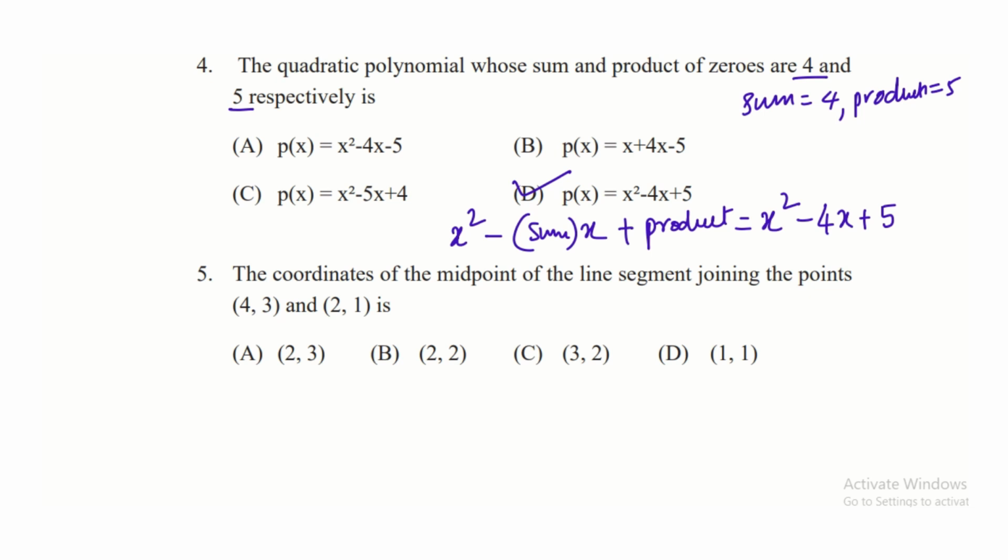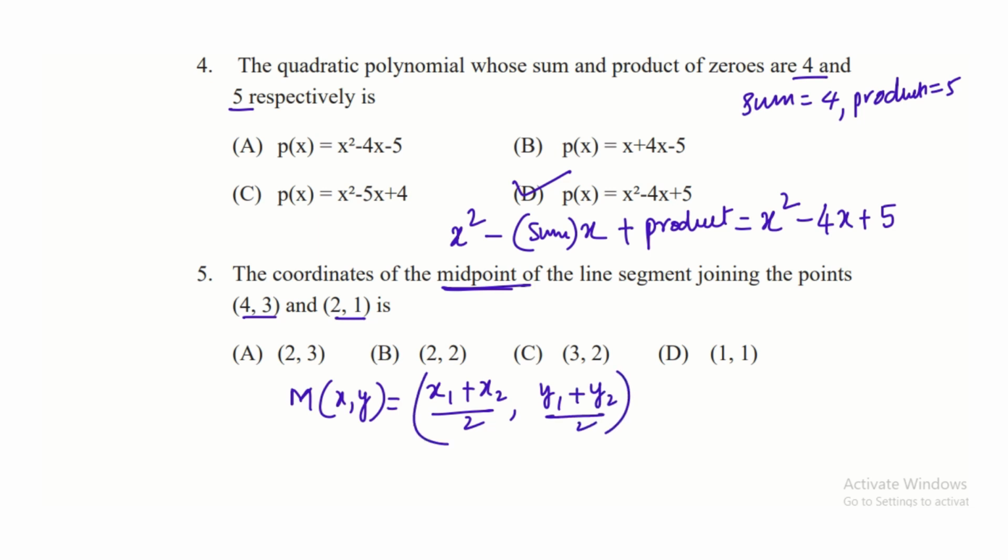The coordinates of the midpoint of the line segment joining the points 4, 3 and 2, 1 is dash. So we know the midpoint formula, that is P of x, y or m of x, y. Anything you can take. So m of x, y equals to x1 plus x2 divided by 2, y1 plus y2 divided by 2. So just substitute the values here. The first point we can take as x1, y1, the second point as x2 and y2.